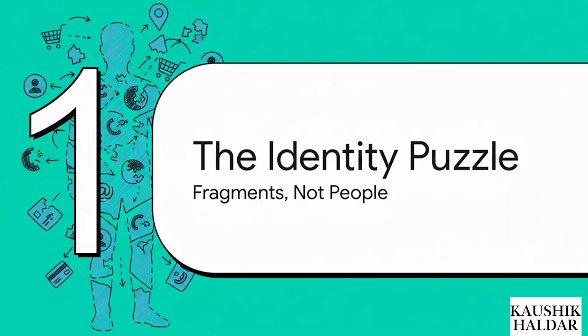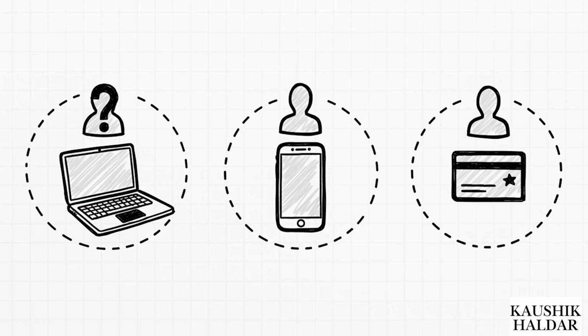Okay, let's start with the core problem here. For most businesses, your data doesn't look like a complete portrait. It's more like a bunch of disconnected fragments, scattered all over the place. Just think about it for a second. Your laptop has one ID, your phone has another, and your loyalty card has a completely different one. Every time you interact, you create a separate piece of data. Without some way to connect them, the company doesn't see one person, they see three totally separate, anonymous actions.